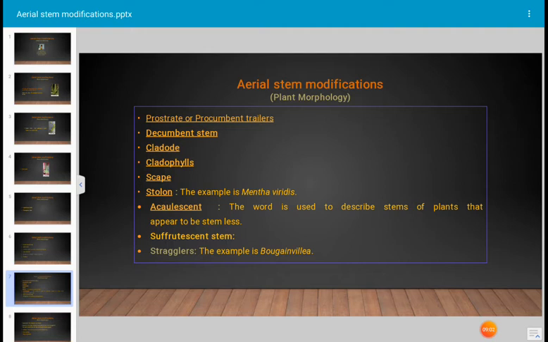Next type of stem, stranglers. Stranglers type of stem occurs in bougainvillea, and woody plants which climb up by the support or with the help of modified organs like hooks or thorns are described as stranglers. The example is climbing bougainvillea. Next type of stem, next slide.